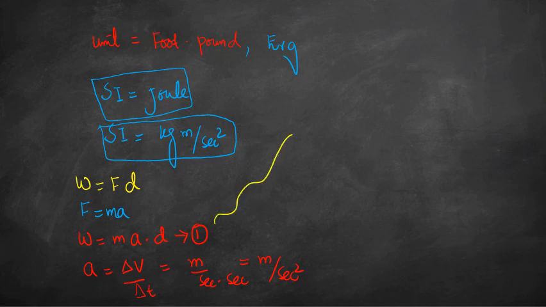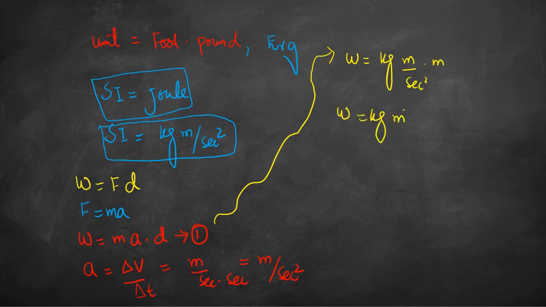Then equation 1 will become: as you know, the unit of mass is kilogram, the unit of acceleration is meter per second square, and the unit of displacement is meter. So the work becomes kilogram meter square per second square. This means that joule, which is also the unit of work, is equal to kilogram meter square per second square.